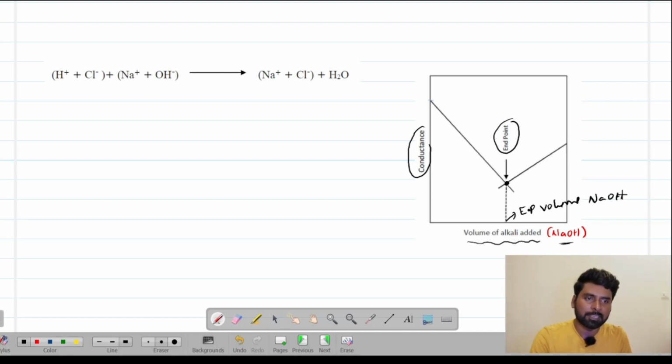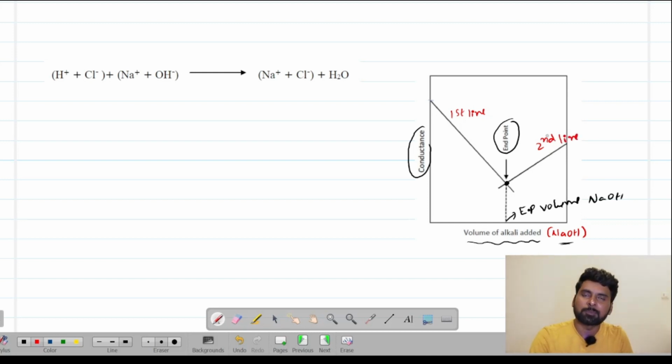Not only in this titration, in the remaining types of titrations also, where two lines are intersecting, that point can be considered as the endpoint of conductometric titration. Now, as a curiosity, we must know why this graph has two lines like this. Take it like first line and take it like second line.